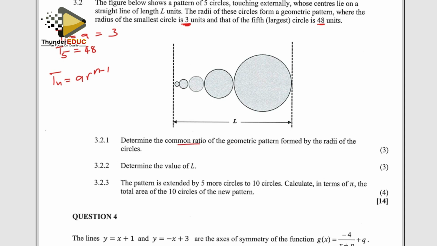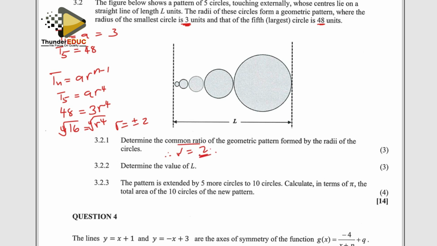Determine the common ratio. If I substitute, let me use T5. T5 is going to be ar to the 4, so 48 is equal to 3r to the 4. Divide both sides by 3 and I will get 16 equals r to the 4, and then I find the fourth root. With the fourth root, I get positive or negative 2. But since the circles are increasing in size, the ratio has to be positive.